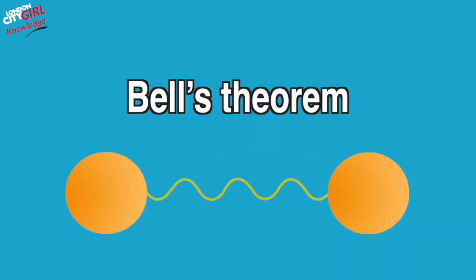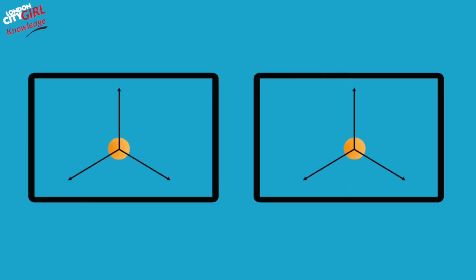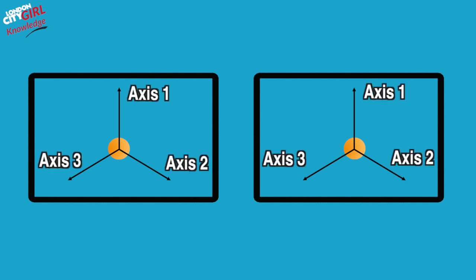Bell's theorem. British professor John Bell then came up with a way of testing which explanation worked for the behavior exhibited by entangled particles. 2 entangled particles are separated and placed in detectors that can measure their spin in 3 different axes: axis 1, axis 2, and axis 3. Over a period of time, different axes will be chosen and the spins of the particles measured. This is what happens if quantum mechanics is correct.